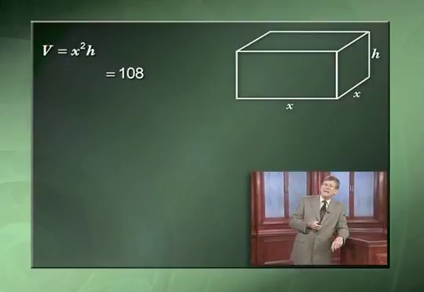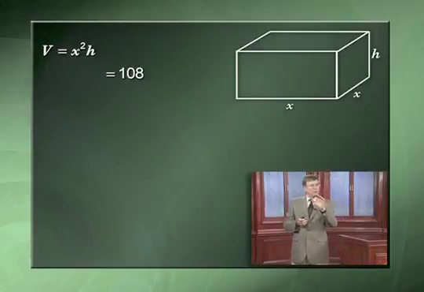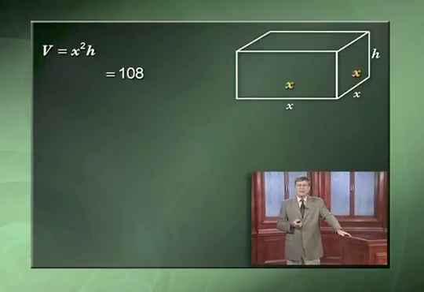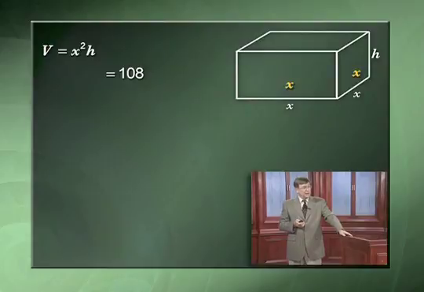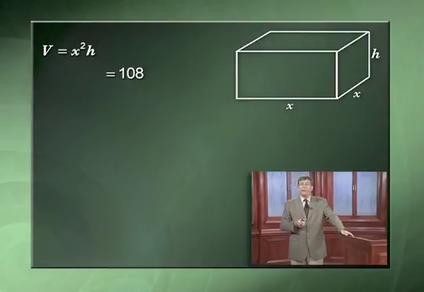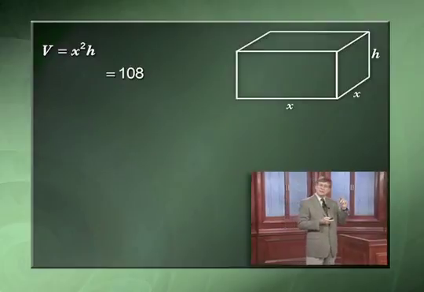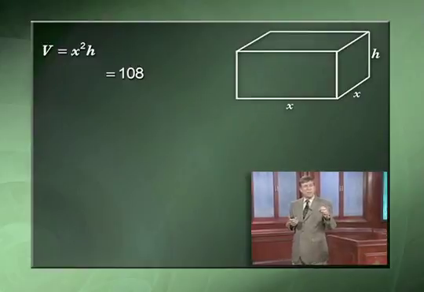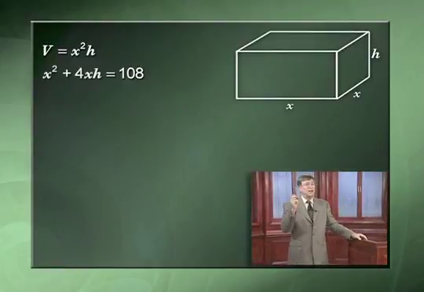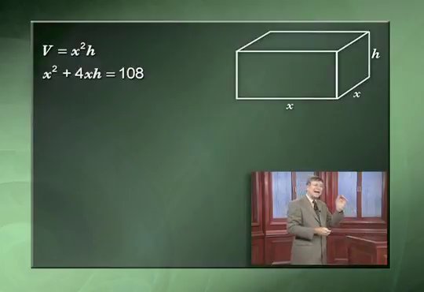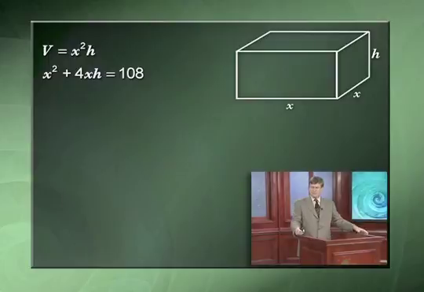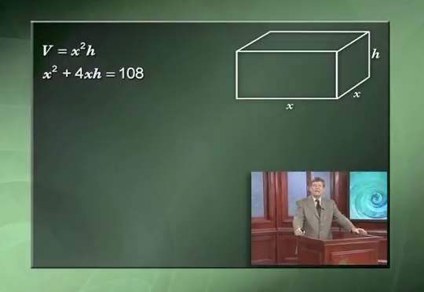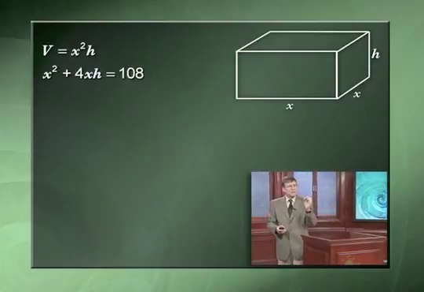So how much surface area is there in a box? Well, the base is x by x, so x squared makes up the base. And how about the sides? There are 4 sides, and each has dimensions x by h. So the total surface area would be the base, x squared, plus 4xh, which is the sum of the 4 sides. And that has to be equal to 108. Good.